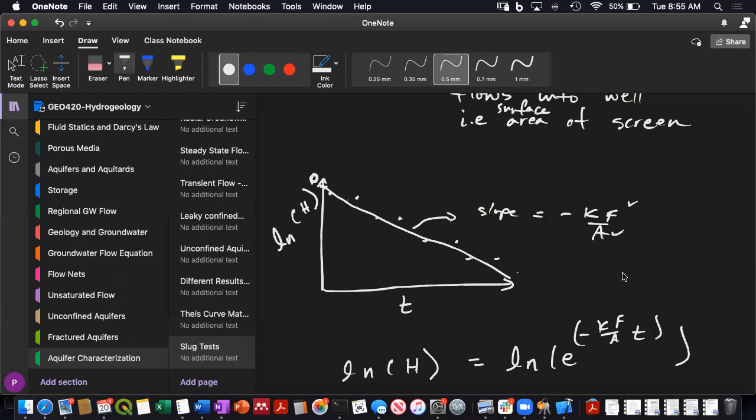In a perfect world, you fit all the data with this line, and you get your best fit slope. Then you use the F and the A that you can calculate from the well geometry, and you calculate hydraulic conductivity. That's the best way to do it.